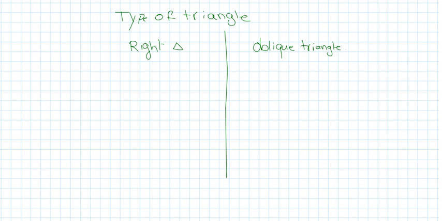With a right triangle, there's two different formulas or sets of formulas that we use. The first one is the Pythagorean theorem. And this is when I'm given two sides and looking for the third.